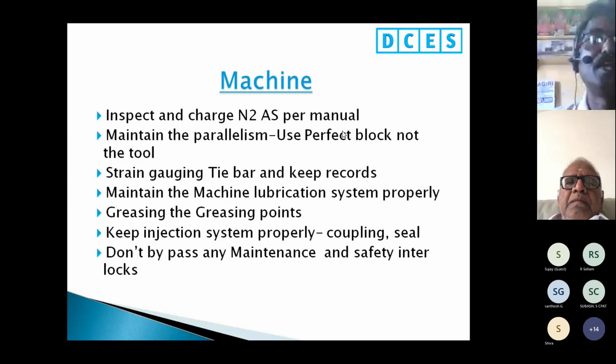Strain gauging tie bar and keep record. The strain gauging should happen periodically, maybe 3 months once or 6 months once. Otherwise, what will happen? We will have tie bar strain, tie bar breakage, and also die flashing problems, etc. Maintain the machine lubrication system properly.